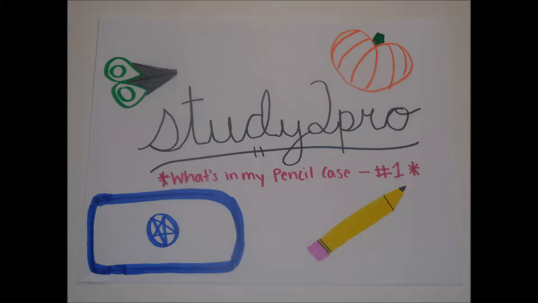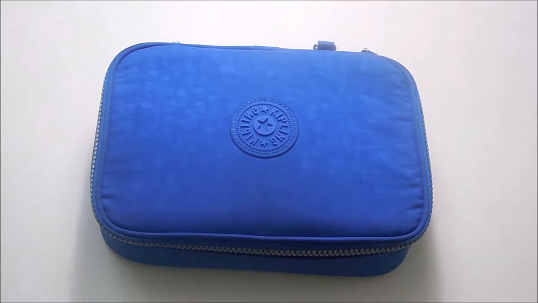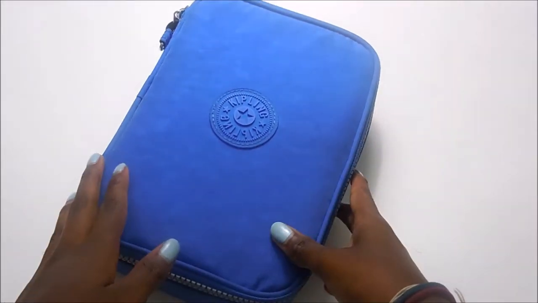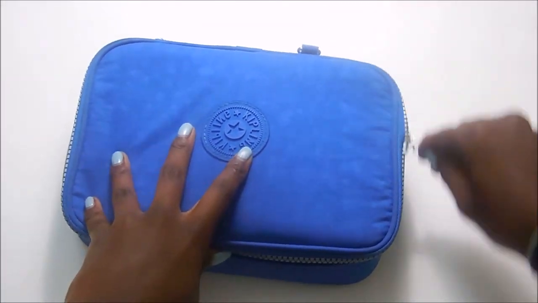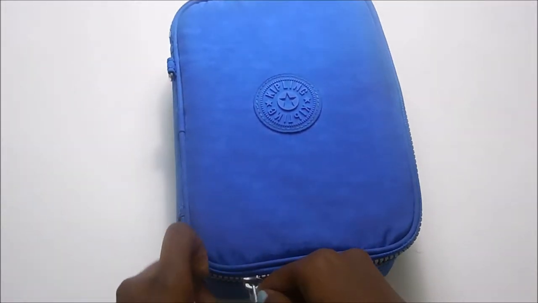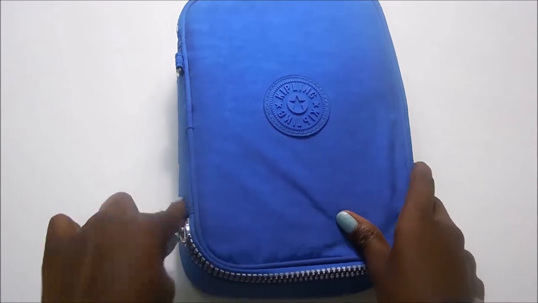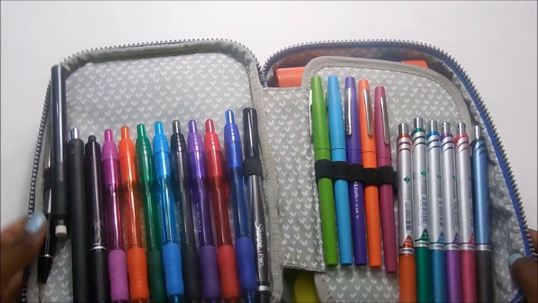So today I will be showing you what I personally carry in my pencil case slash box. And let's get right into it. This is my pencil case. It is from Kipling and I bought it online for about $20. And it is the navy blue color, but on camera it doesn't seem very dark.